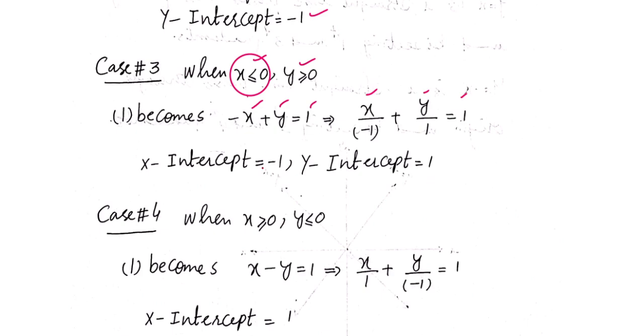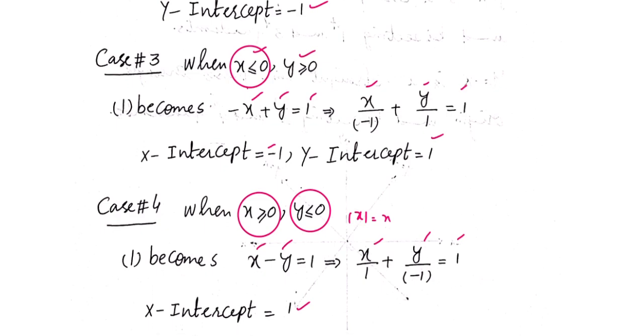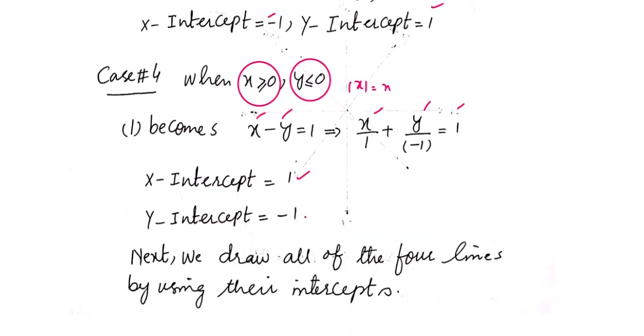Now your x-intercept is minus 1 and your y-intercept is 1. Last case, when your x is greater than or equal to 0 and your y is less than or equal to 0. As your x is greater than or equal to 0, so x absolute will be equal to plus x, but y absolute will be minus y. So this becomes x minus y equal to 1 and can be written as x over 1 plus y over minus 1 is equal to 1. Now your x-intercept is 1 and your y-intercept is minus 1.